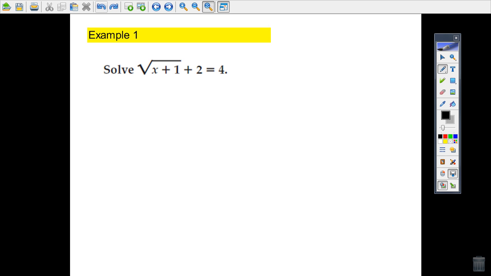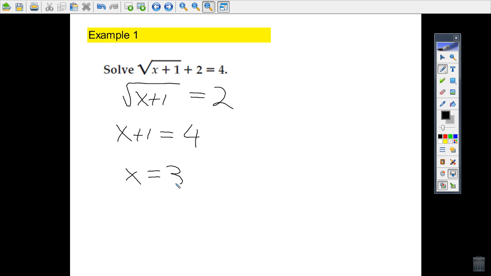Subtract 2. So this will be radical x plus 1 equals positive 2. Now is it wise for you to square both sides? Yes. Remember, we can do anything that we want to one side of the equation as long as we do it to the other side as well. That's why we say square both sides. That's what we're going to do. Because the next one's going to be harder.